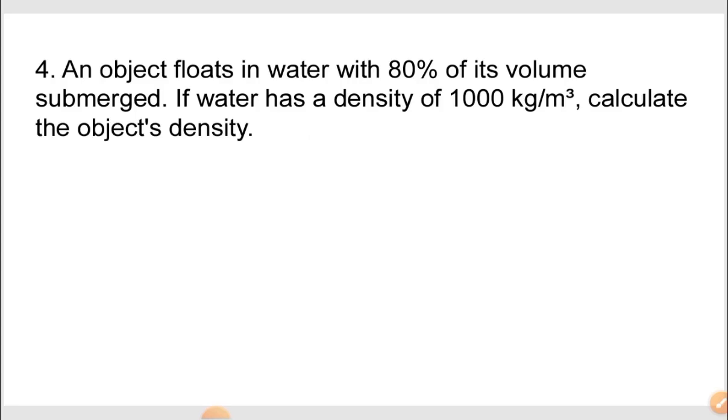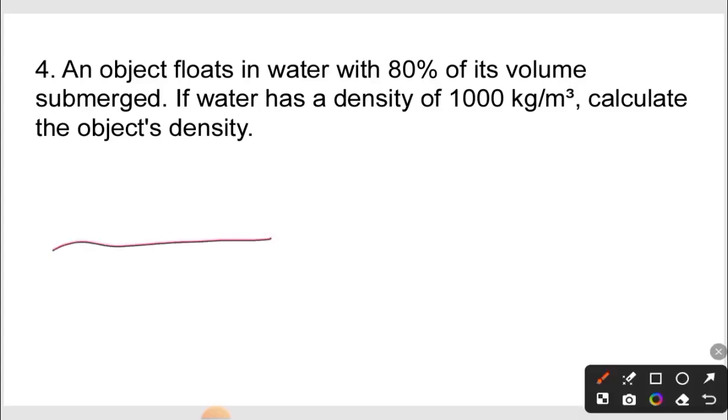An object floats in water with 80% of its volume submerged. If water has a density of 1000 kilogram per meter cube, calculate the object's density. Now, in order to be able to solve this, we need to use the principle of buoyancy. Now, what does the principle say? The weight of the displaced water is equal to the weight of the floating object.